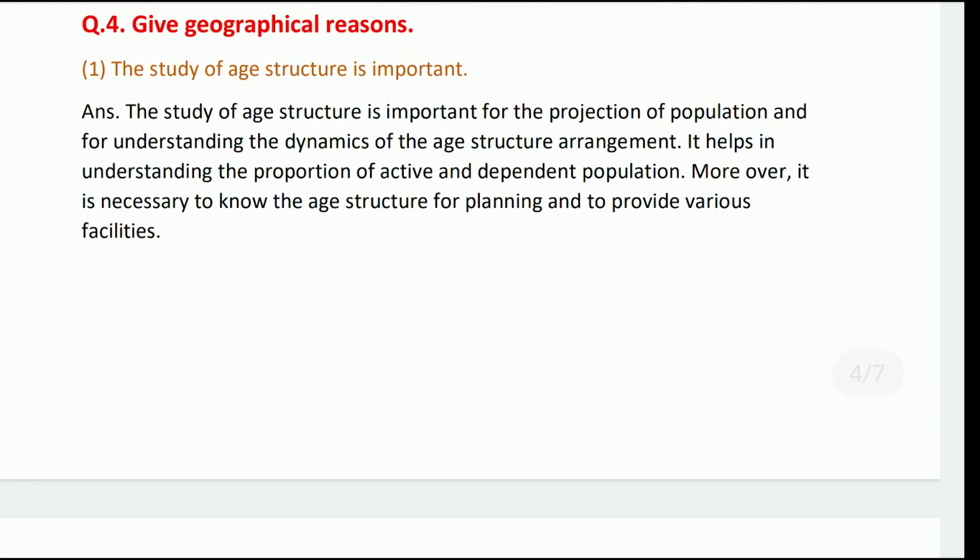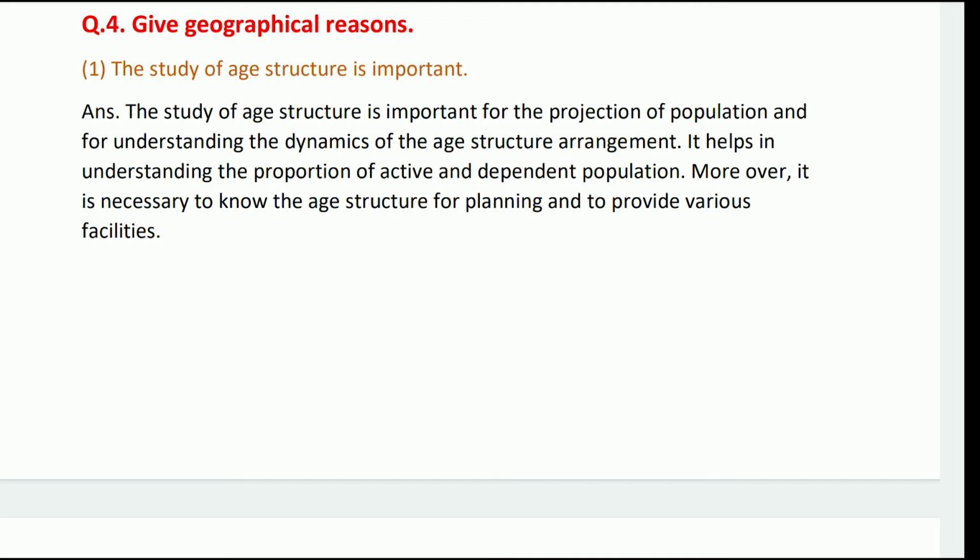Give geographical reasons: the study of age structure is important. The study of age structure is important for the projection of population and for understanding the dynamics of the age structure. It helps in understanding the proportion of active and dependent population.